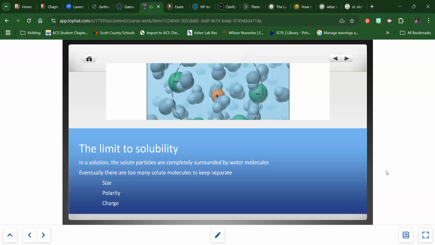But in order to do that, the water has to be attracted to those particles. So if I have sodium chloride, I've got a positive charge and a negative charge. And so the water is going to be attracted to that because water is polar. Remember, we talked about polar and nonpolar. So water has that one side, the oxygen side that's negative. That's going to be attracted to the positive of the sodium.